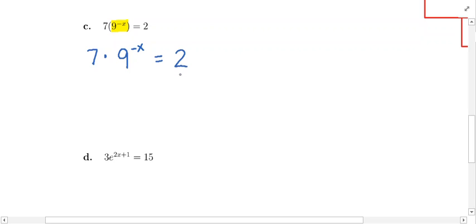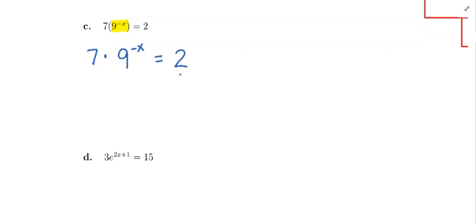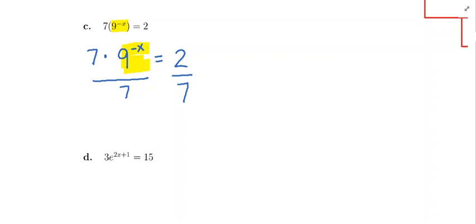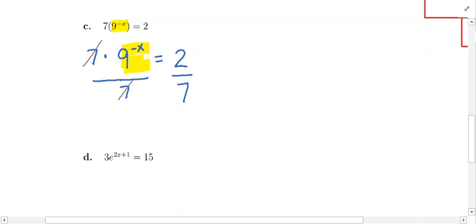Okay, so with these exponential equations, before you can compare the base on the left to the base on the right, you really need to isolate the exponential piece. So I want to isolate this 9 to the negative x power. Since I'm multiplying by 7, I'm going to divide both sides by 7. That way on the left, the 7's cancel since there's one in the top and one in the bottom. That leaves me with 9 to the negative x is equal to 2/7.